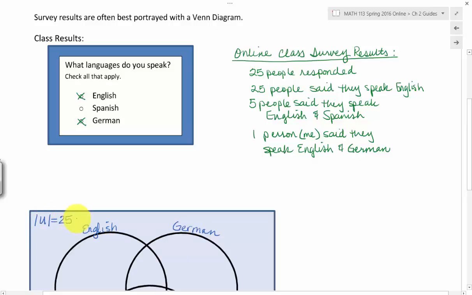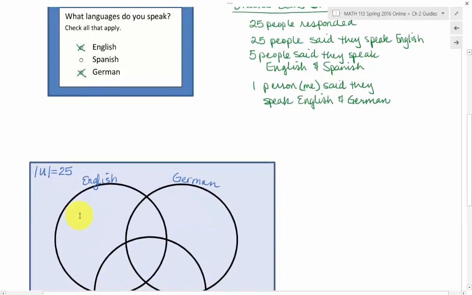That means all of the numbers I write down on this Venn diagram should add up to 25, which makes me really think, because it says 25 people said they spoke English, which I can't put a 25 here and then have 5 and 1 somewhere else, because everything has to add up to 25. That's the total number of people who responded.